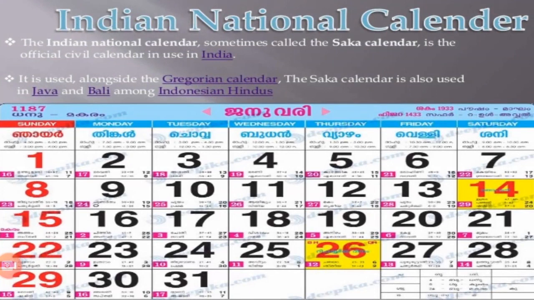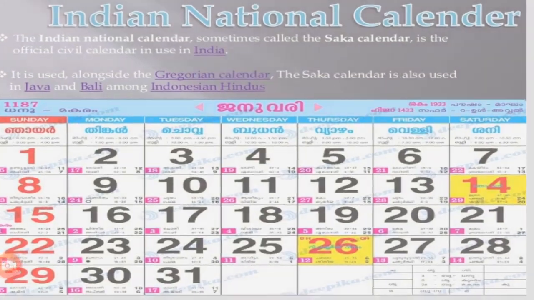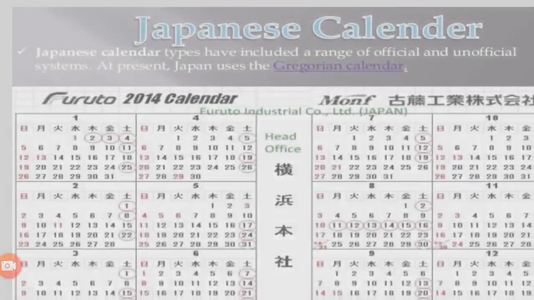Well, here is the Indian national calendar. Well, guys, the Indian national calendar is sometimes called the Saka calendar because this calendar is used in Bali and different Indonesian provinces and cities as well. Because, guys, wherever Hindus are living in the world, they are using the Indian national calendar. Okay, let's take a look at what we have next to see.